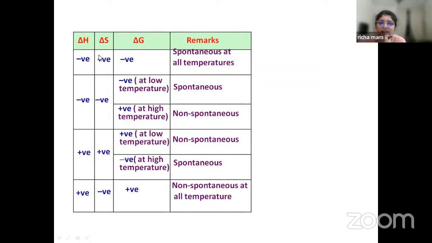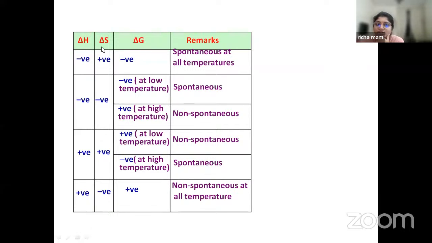So when you have delta H, delta S, delta G, what will be the condition? Okay, so when you have delta H negative and delta S positive, delta G will be negative. So spontaneous. So the reaction is spontaneous at all temperatures. Then when you have negative, negative and your delta G negative at low temperature, it will undergo spontaneous.